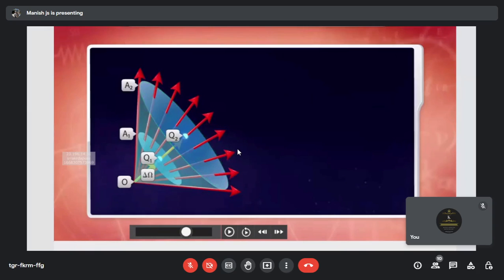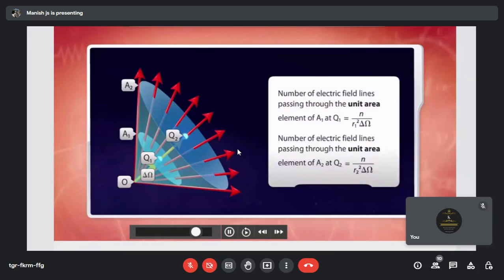Okay, let us read this fully. Since the number of field lines passing through areas A1 and A2 are both equal to n, we may wrongly interpret that electric fields are equal at A1 and A2. To circumvent this problem, we compute the electric field lines passing per unit area element at Q1 and Q2 as follows. Note that the number of field lines n and the solid angle delta omega are the same in both the expressions.